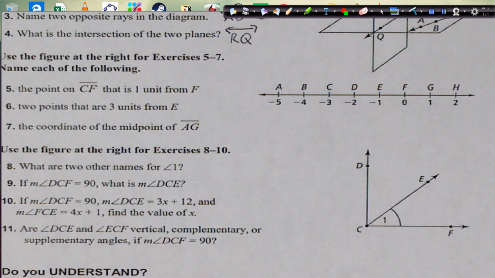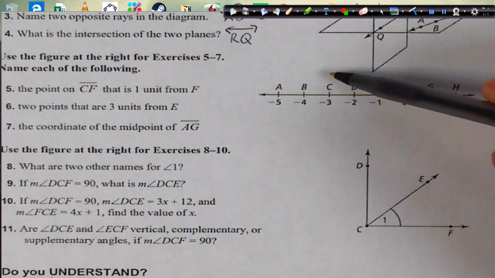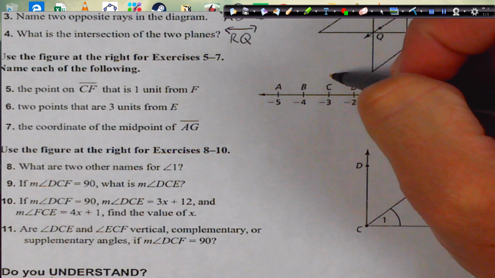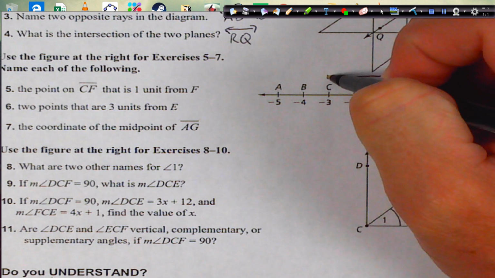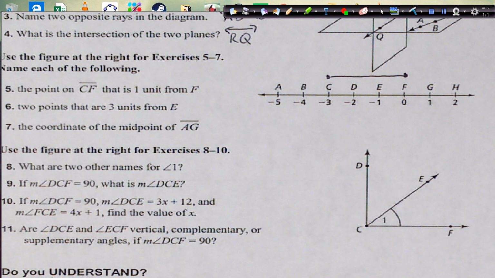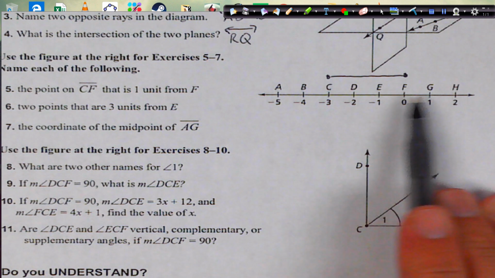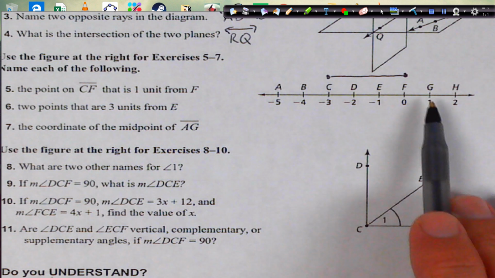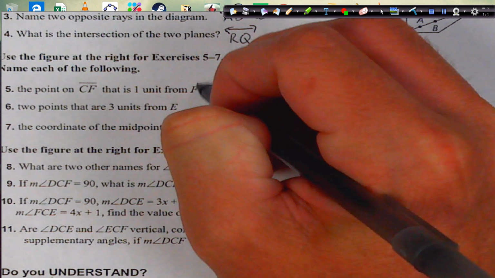Looking at the figure on the right, name each of the following. The point on CF that's 1 unit from F. C to F goes from here to here, so I'm just going to go ahead and label that. So the point on CF that's 1 unit away from F would either be G or E. Since G is not on the line and E is on the line, my answer is E.